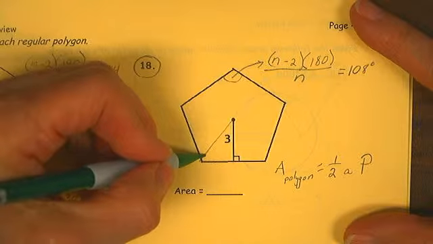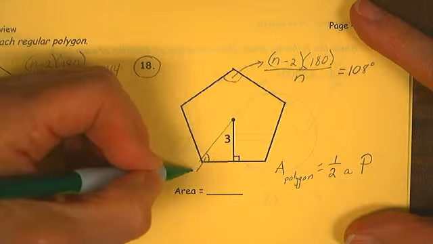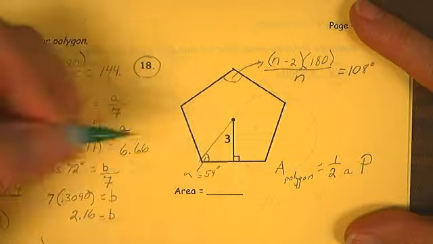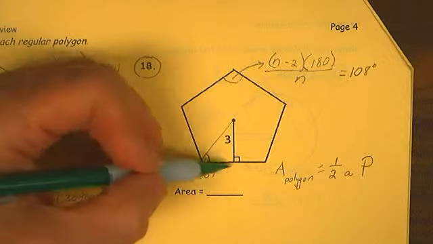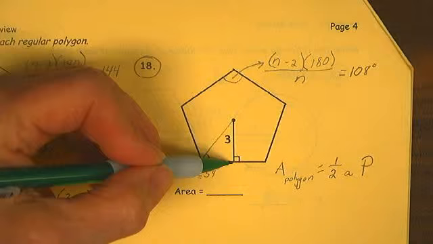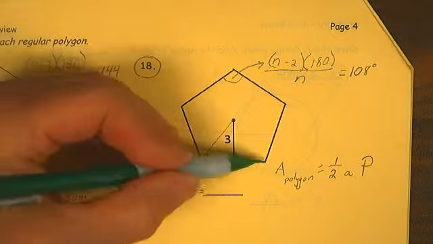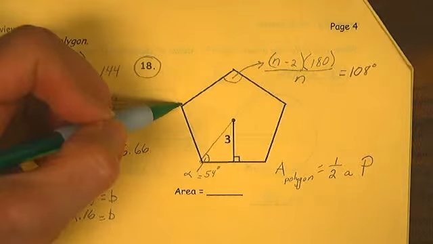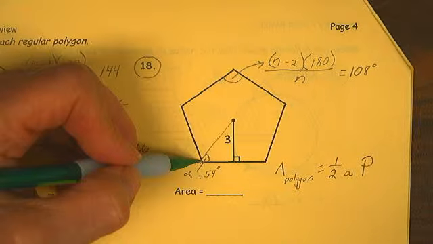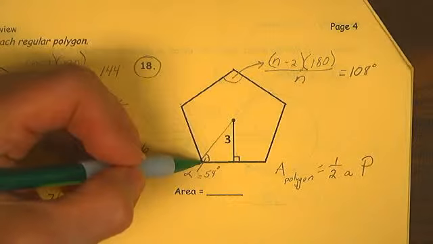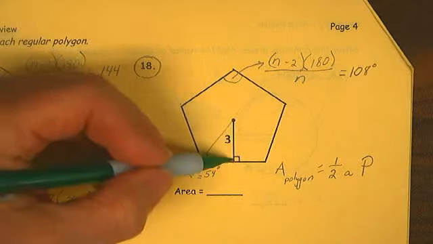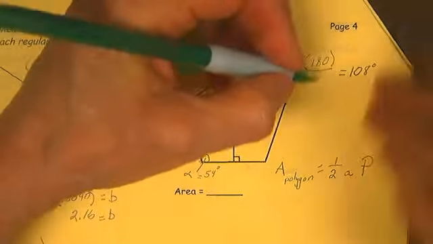Half of that is this angle here, 54 degrees. What I need is this distance, because 2 times this distance will give me a side length. What trig relationship will give me adjacent side? Well, opposite over adjacent is tangent.